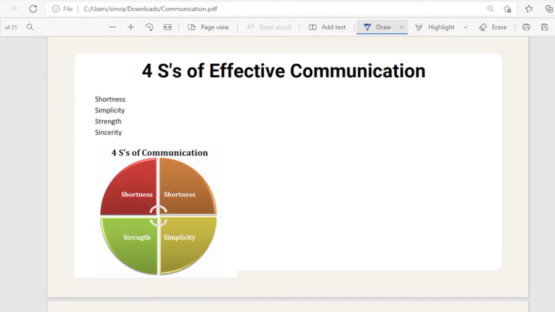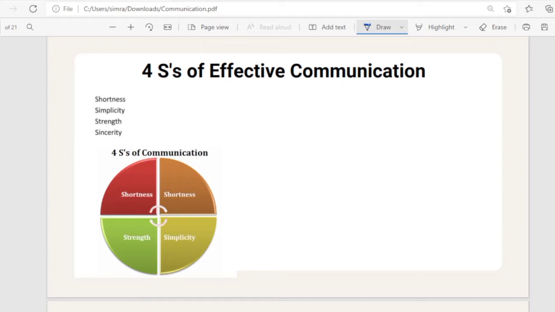Let's start with our class. This is class number 4, the fourth class of our communication unit. So today first we'll see what are the 4 S of effective communication. In the previous class we had seen the 7 C's of effective communication. Today we will be seeing the S. So the S are quite simple and somewhat similar to the C's. We'll just take a quick look at what the 4 S are.